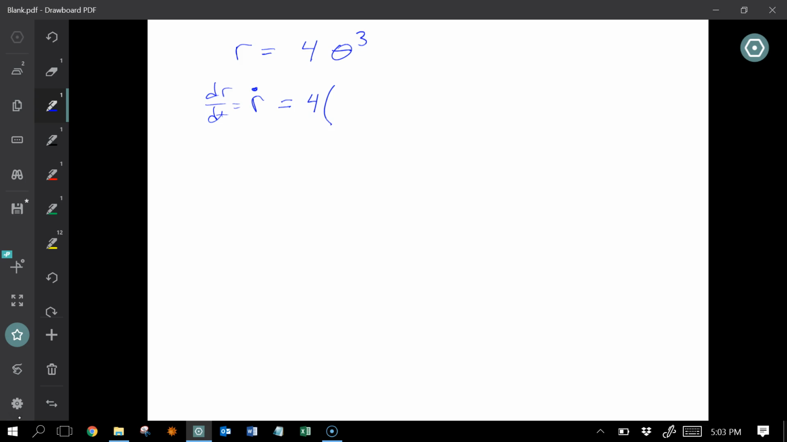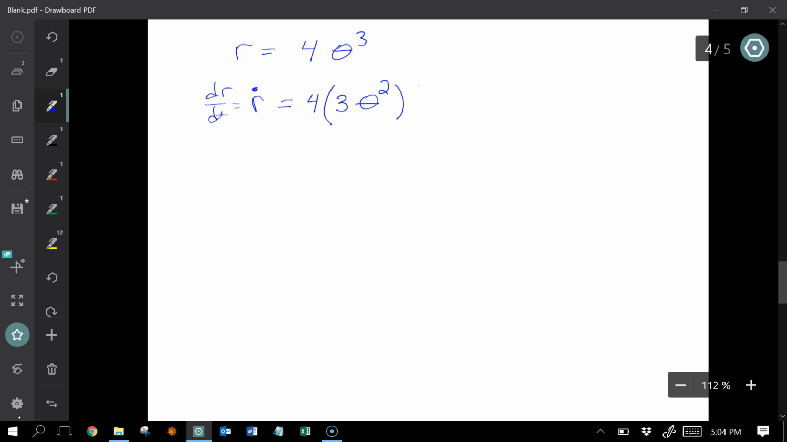Well, that's something raised to a power. So you use the power formula. That would be bring the power down times the stuff being raised to a power to the power minus 1. Okay? And then you have to apply the chain rule, times the derivative of what's inside, times the derivative of theta. So the time derivative of theta is d theta dt, and that is theta dot.